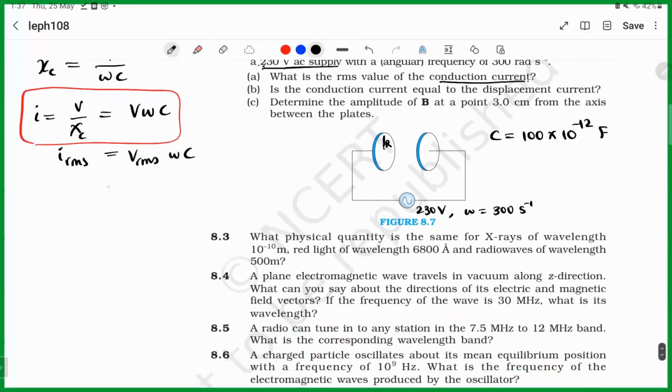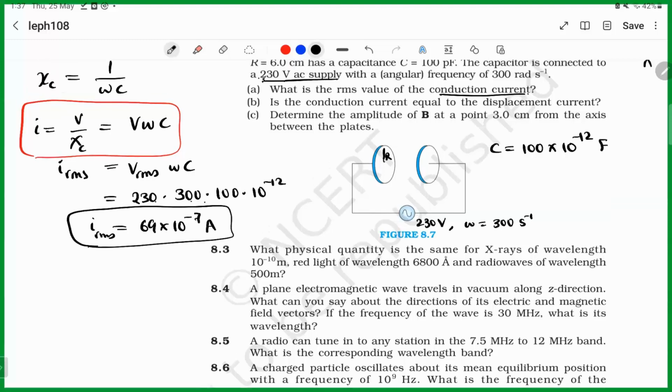Anyway, so this is going to be 230 into omega. Omega is 300, into C, which is 100 into 10 to the power minus 2. That gives 69 into 10 to the power minus 7 amperes. So that is I RMS.